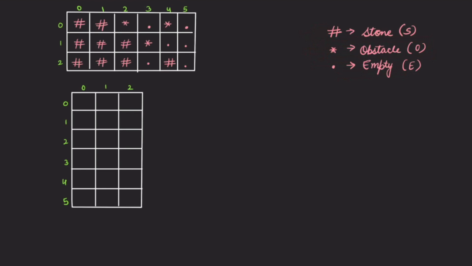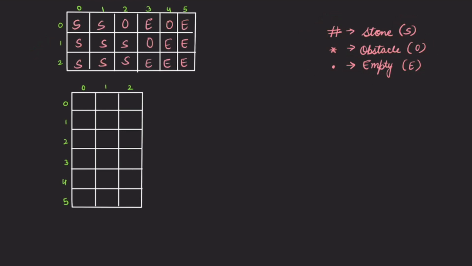Firstly, these characters are a little confusing. So I will change this matrix to contain S for the stones, O for obstacle, and E for empty, so you will be easily able to understand it. So I have changed all the characters now.